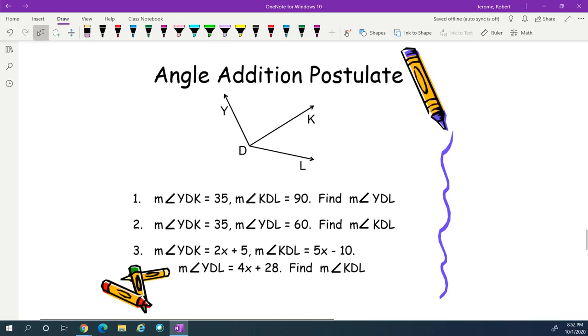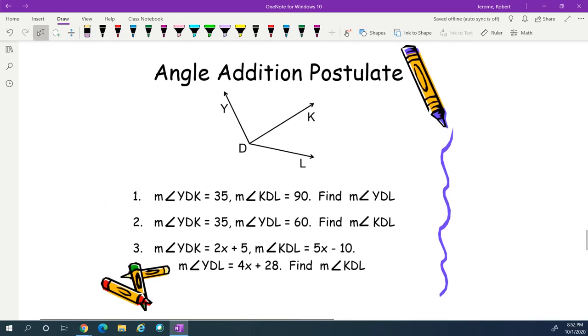So let's look at the angle addition postulate being used here. Always find the part that they're talking about. So I'm not worried about the numbers or the algebra. I want to find the part. So angle YDK. YDK. That's the little angle. Angle KDL. KDL. So right now I know this little angle is 35 degrees and this little angle is 90. Now it might not look it, the drawing might not be accurate, but that doesn't matter.